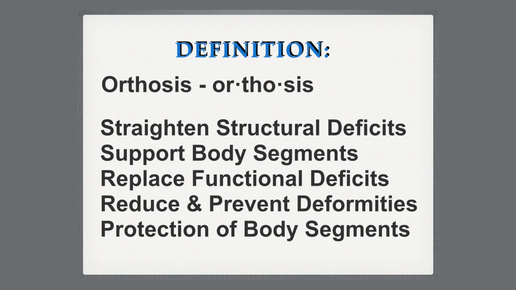We need to support the body segments in proper alignment and hold them there so that the other structures are being protected as well, and we improve balance and alignment. Now, replace the functional deficits. Once we take care of the structural, then you go after the functional. You don't go for the functional first and then forget about the structural. That's what's been happening with a lot of the orthoses that we see today. There are probably about 1,000 lower extremity orthotic devices that are just trying to address one functional deficit, but really not taking care of all the structural deficits.